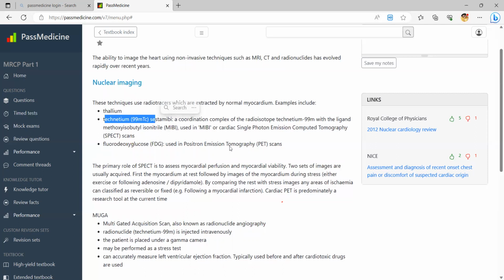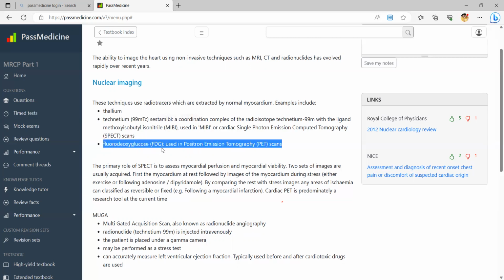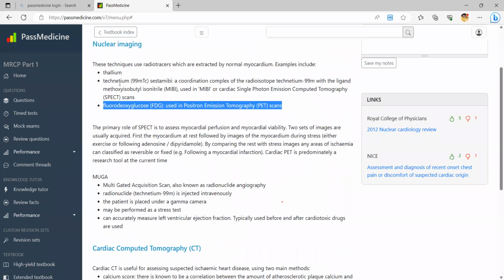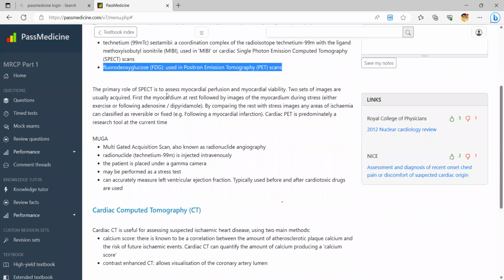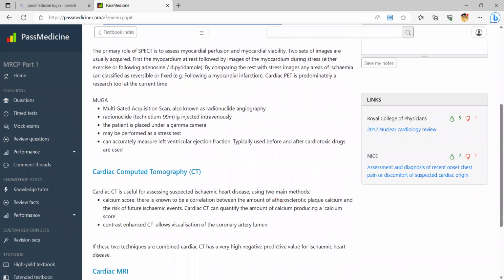Another one for that is positron emission tomography. What kind of dye is used? That is fluorodeoxyglucose. And if you see the past papers of previous years, you can get this kind of question, like what kind of nucleotide is used and what kind of dye is used in the case of PET scan or CT scan. So fluorodeoxyglucose is the answer. Another one, technetium 99 is the answer. And for Muga, also technetium 99 is used.